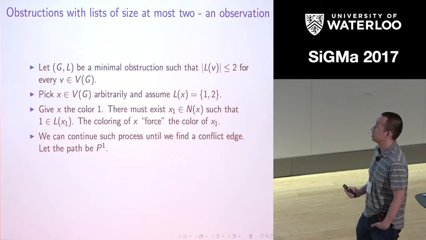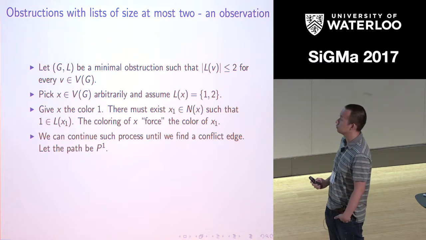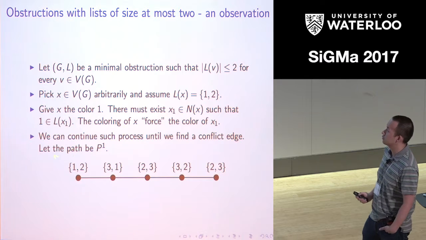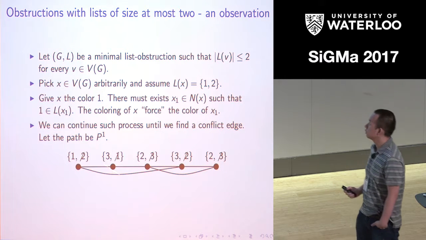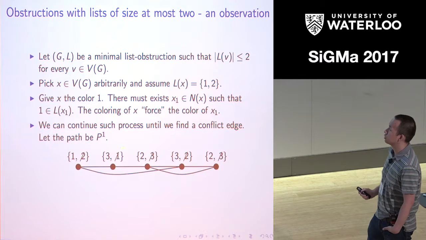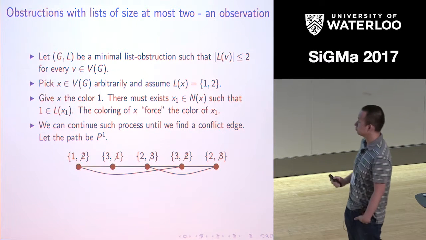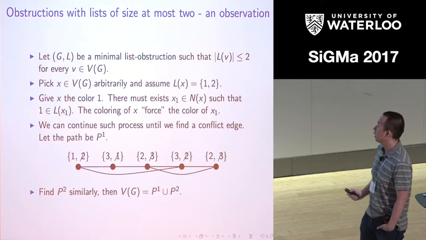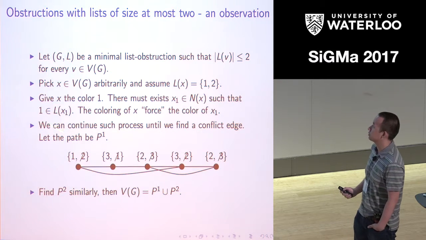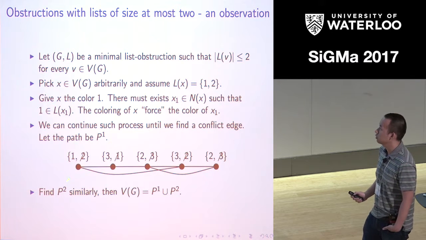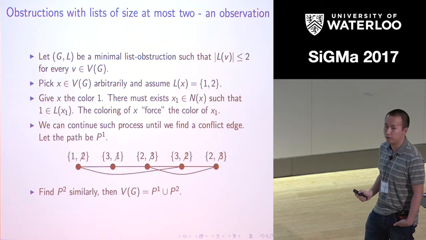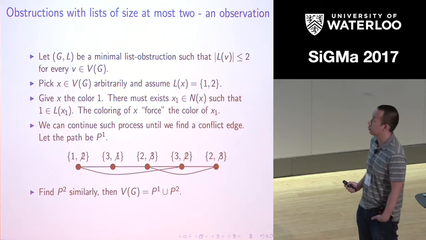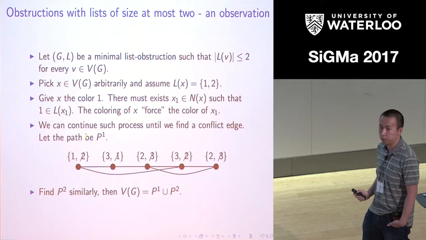We can continue this process until we find the conflict edge. So here is an example. If we give this vertex color 1, the next must be color 3, then 2, then 3, then 2, and so on. The last is a conflict edge, but before the conflict edge, there may be some other edges. So one observation is that if we call this P1, starting with X colored 1, we can find P2 similarly, and we claim that there is nothing else. The whole graph is really P1 plus P2, because P1 plus P2 is enough to make the graph not colorable.